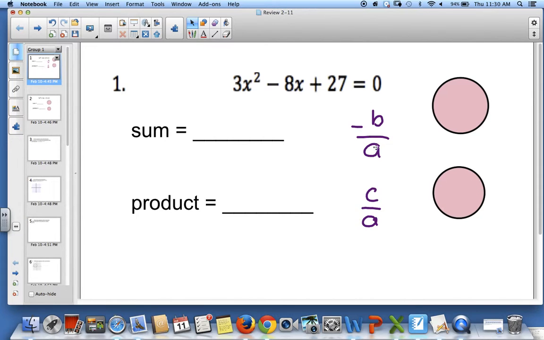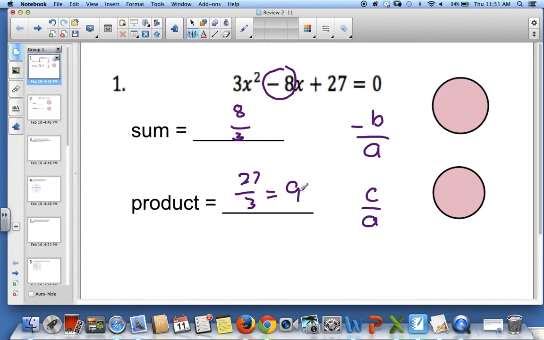So it's very simple putting the numbers on. B, in this case, is this value right here. So it's going to be negative b, so negative 8 is positive 8 over 3. That's it. And then the product is c over a. This is c right here. So 27 over 3, which will be reduced to 9.